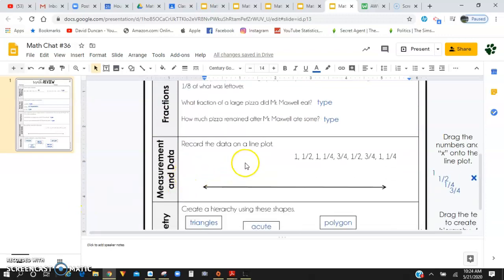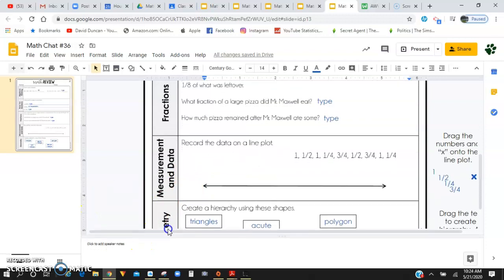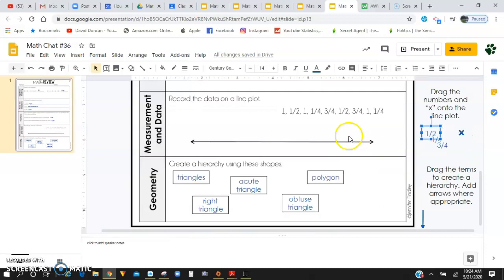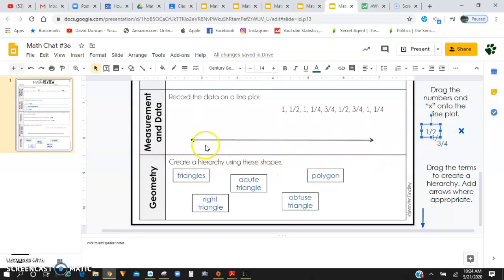Down here for measurement and data, again, some more line plots. You are going to go over here. You're going to take these numbers and drag them over based on size underneath the line plot. And then the X is going to go on top of however many times those numbers were listed.